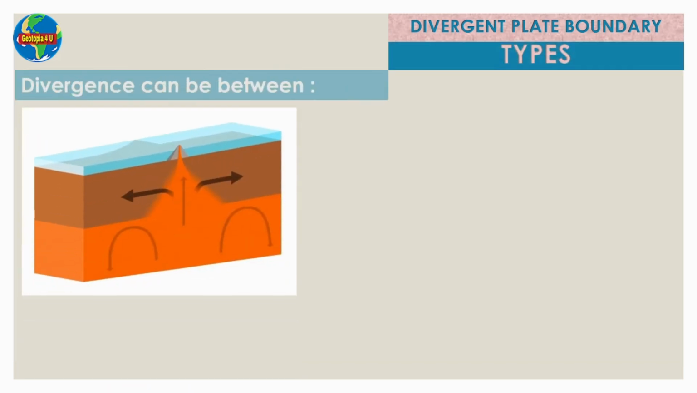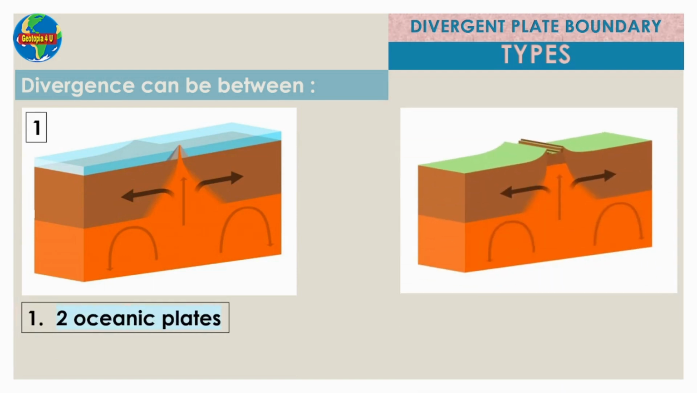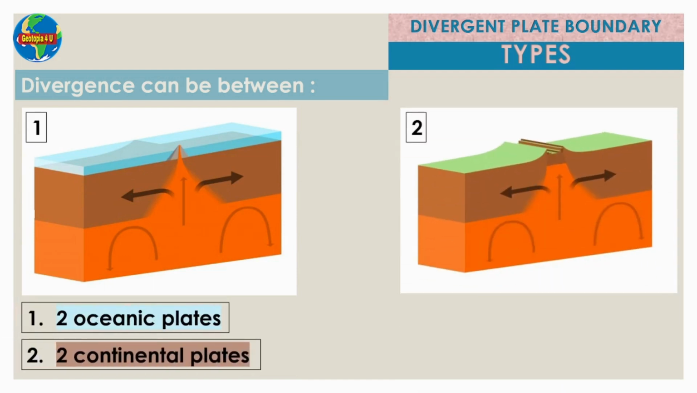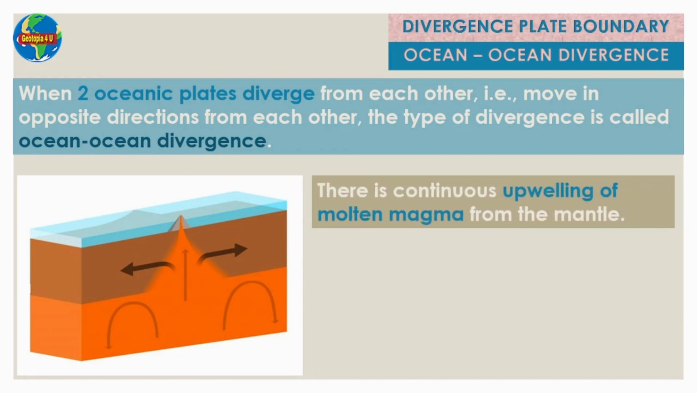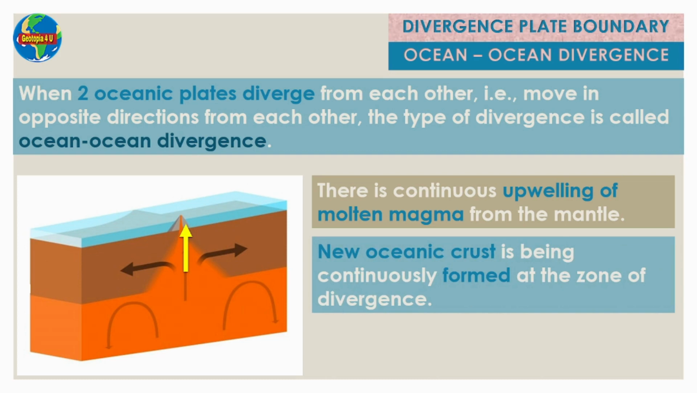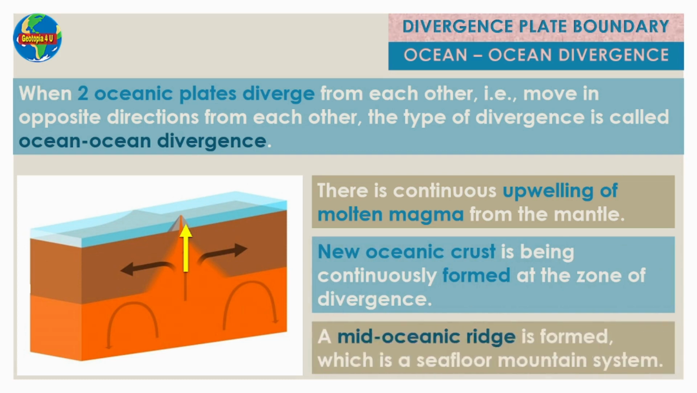Types. Divergence can be between two oceanic plates or two continental plates. Ocean-ocean divergence. When two oceanic plates diverge from each other, that is, move in opposite directions from each other, the type of divergence is called ocean-ocean divergence. There is a continuous upwelling of molten magma from the mantle. New oceanic crust is continuously being formed at the zone of divergence. A mid-oceanic ridge is formed, which is a seafloor mountain system which rises above the abyssal floor.